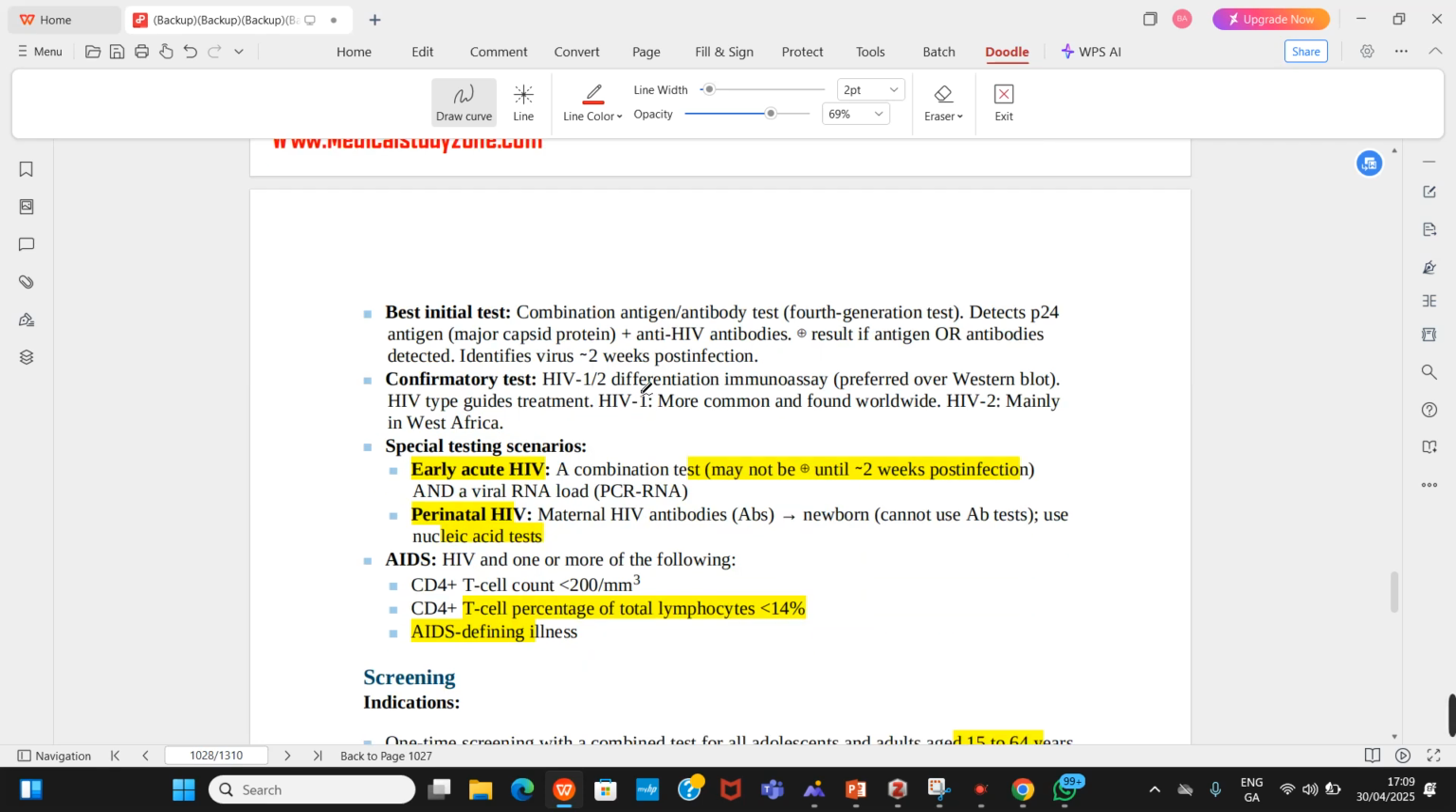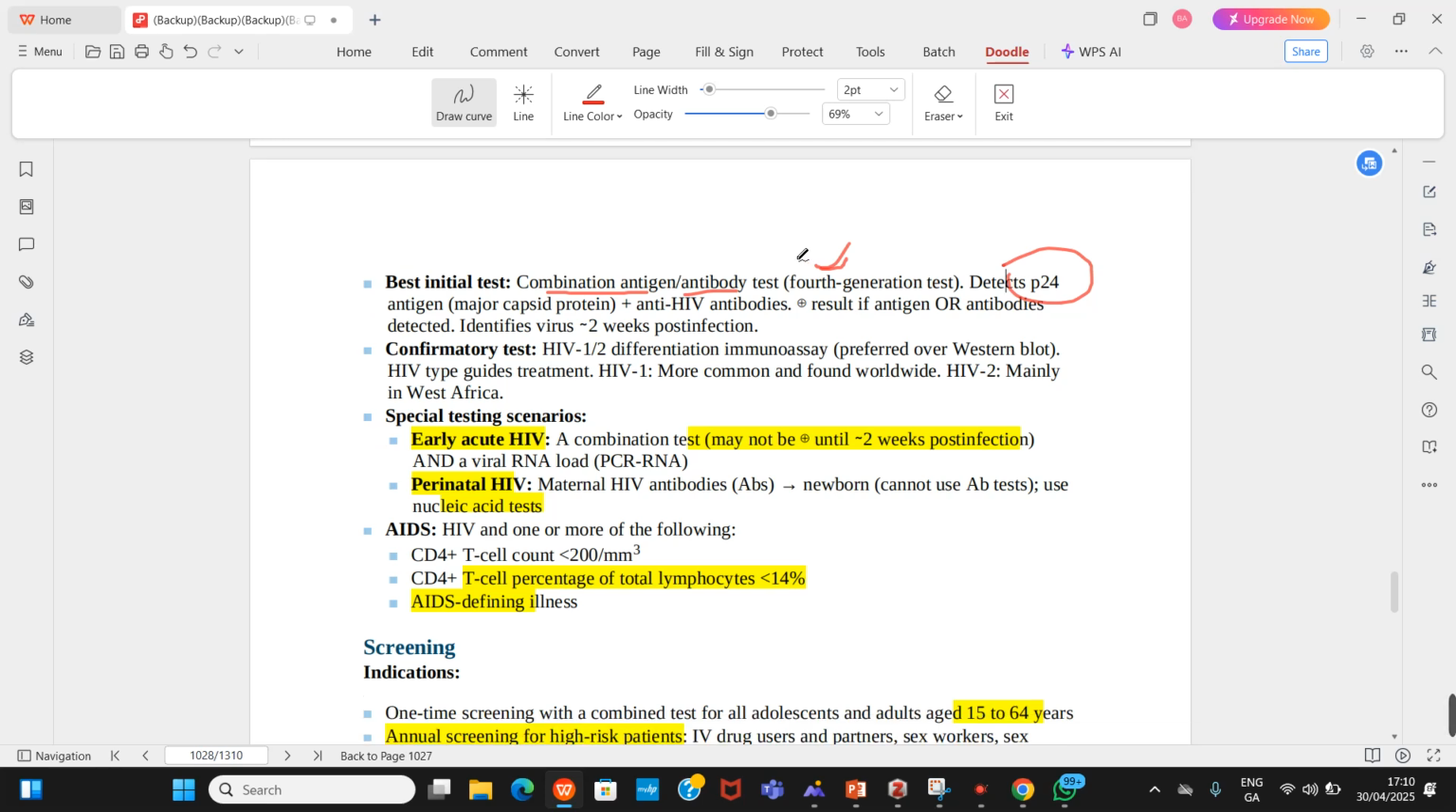So don't forget the best initial test, combination antigen antibody test, which is a 4th generation test. Very important. It is a 4th generation test. You're testing both the antigen and antibody. It looks complex, but very simple. By the time we go for the group discussion, we are saying all these things, they'll just be thinking one is a genius, but just very simple stuff. Combination for antigen antibody, you are checking for the P24 and the antibody against HIV-1 and 2. So you need to do it after 2 weeks.